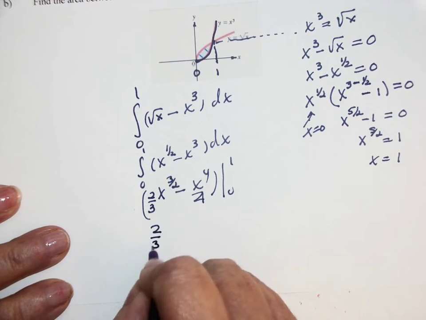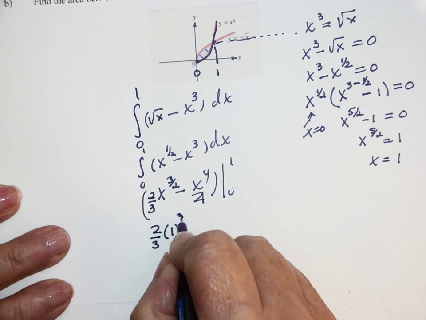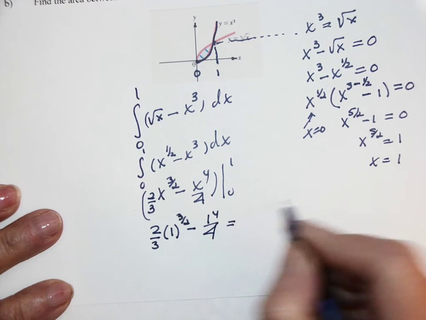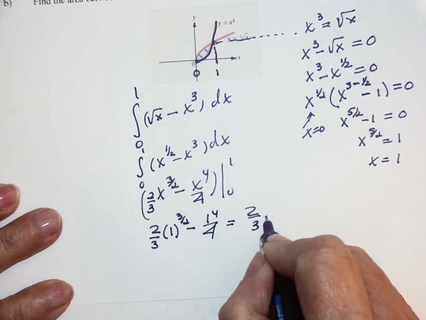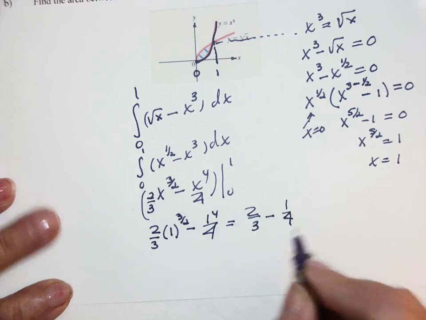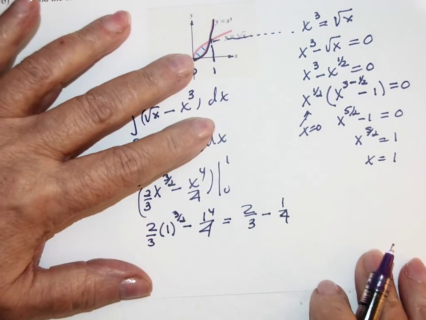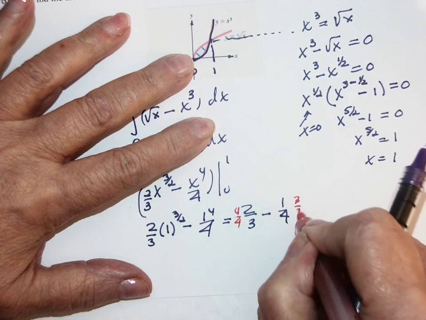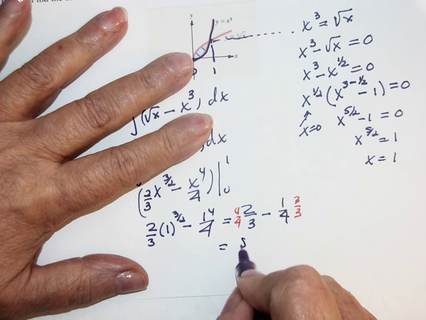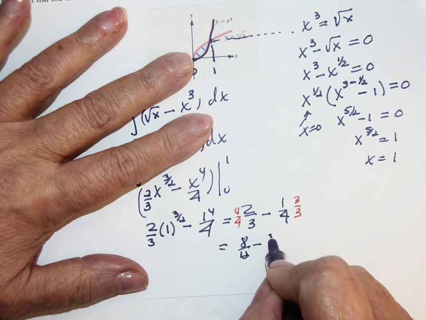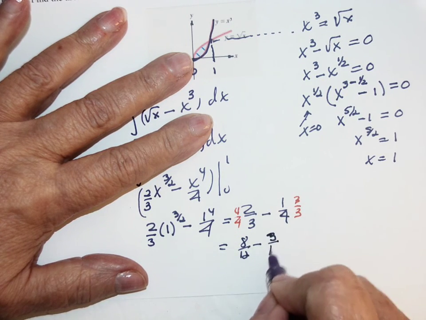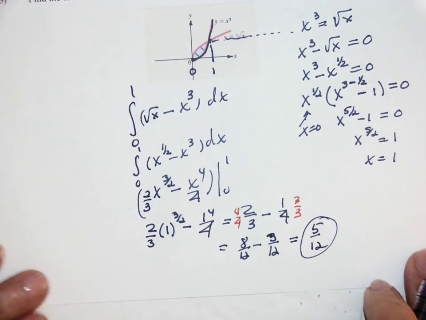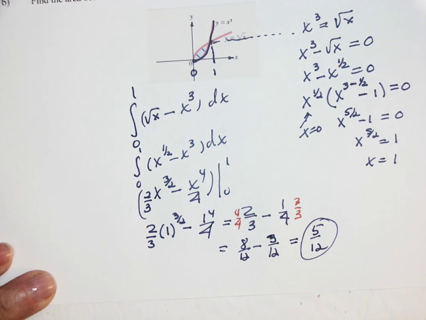So this becomes 2/3 times 1 to the 3/2 minus 1 to the 4th over 4. Now this is just 2/3 minus 1/4. Common denominator is 12, which is 8 over 12 minus 3 over 12, or 5 over 12. Now you could certainly do that with your calculator if you wanted to.